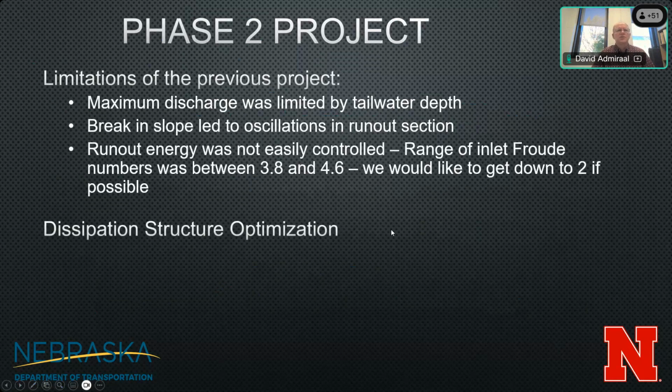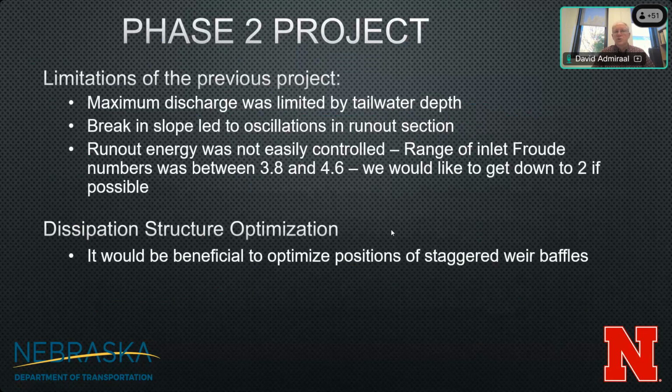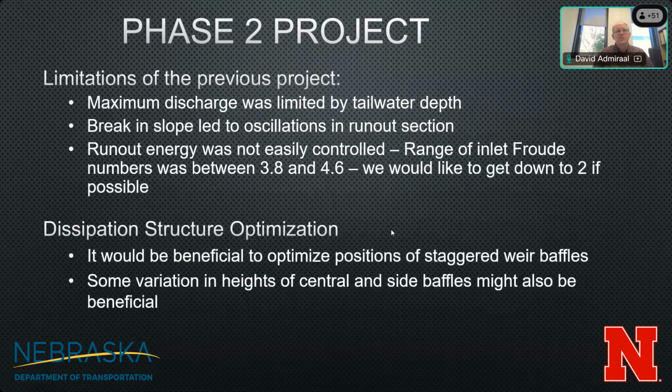And so there's a couple of things that we're going to do to fix that. And then dissipation structure optimization is the second goal of this phase 2 project. It'd be really beneficial to optimize the positions of the staggered weir baffles, figure out where is the best place to locate them within this dissipation basin. And then also, can we vary the heights of the central and the side baffles? So we'll check out that as well.